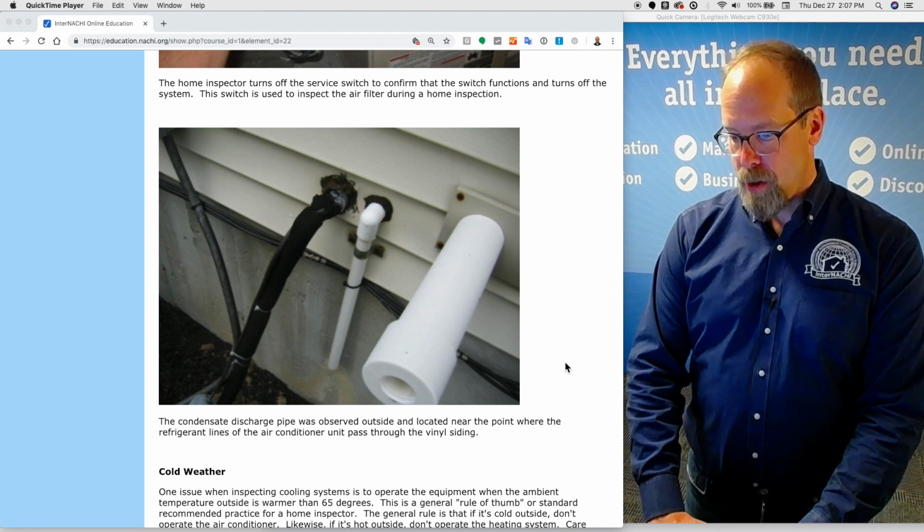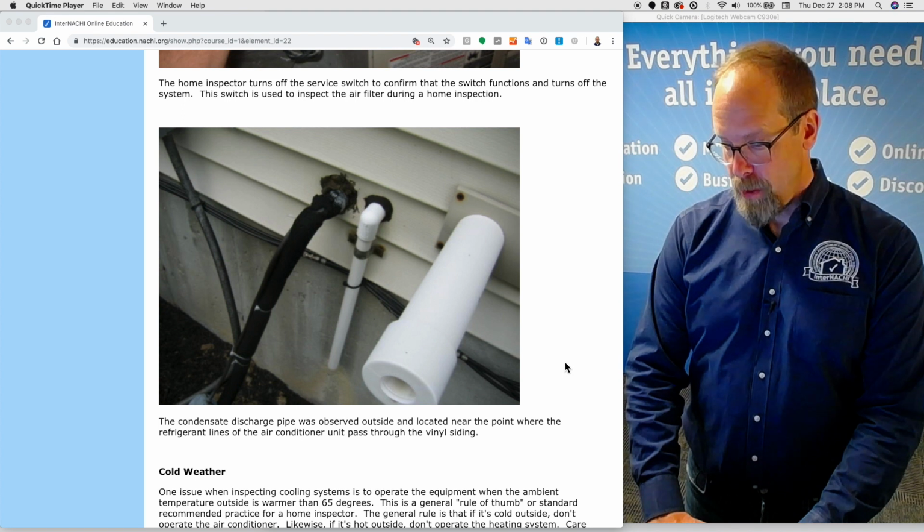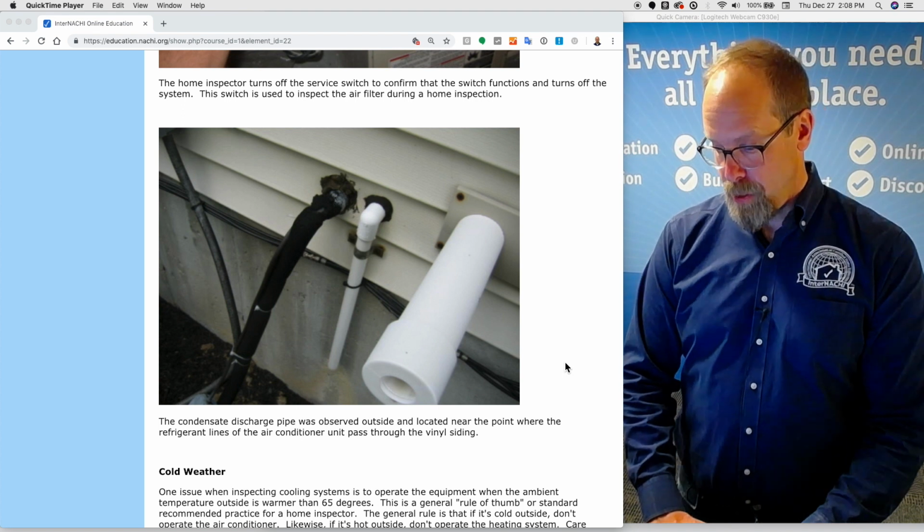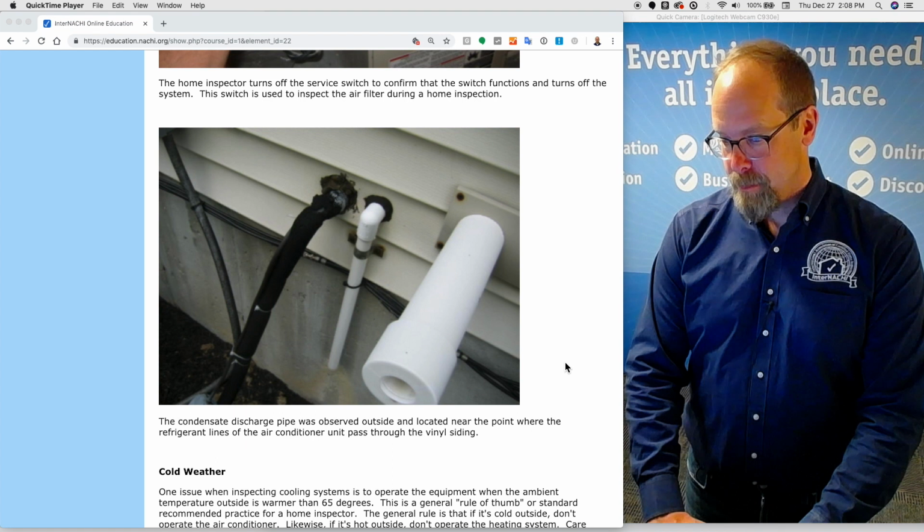In this inspection image, the condensate discharge pipe was observed outside and located near the point where the refrigerant lines of the air conditioner unit pass through the vinyl siding.